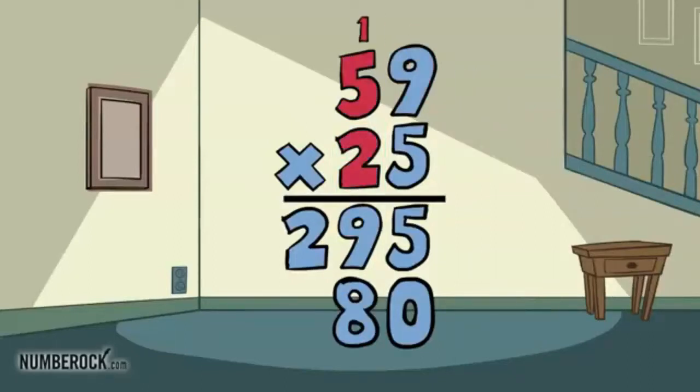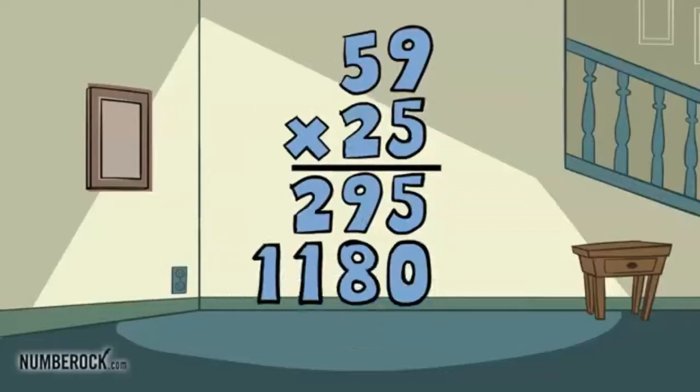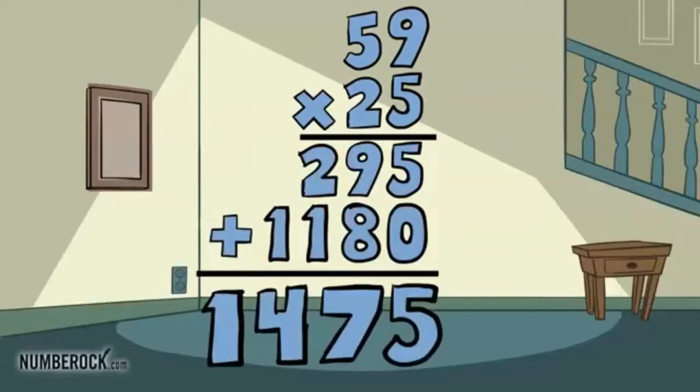5 times 2 equals 10. Then add the 1 and you get 11. Add the numbers up, and that is the product.